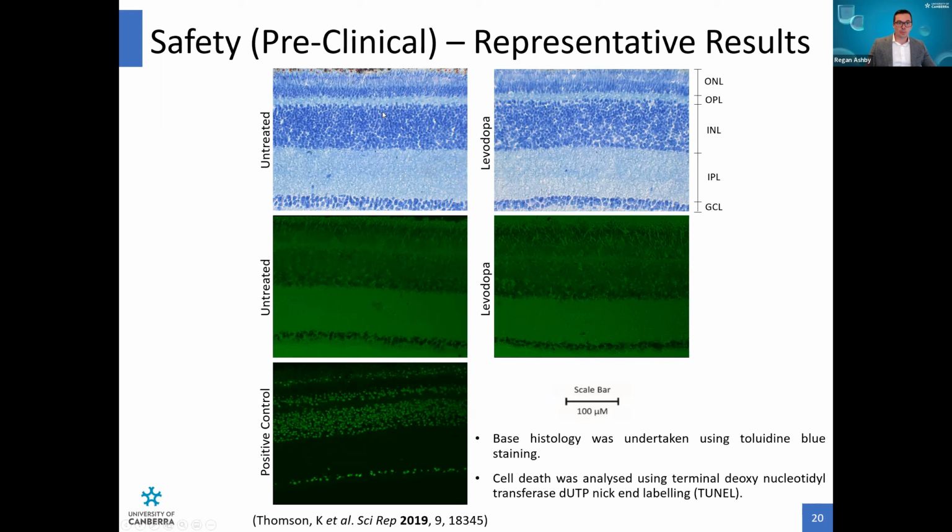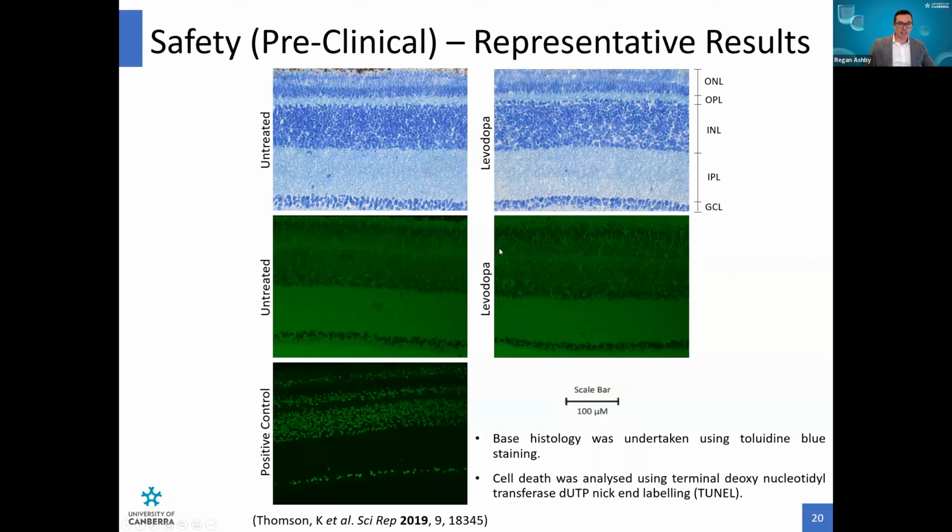So here you can see a normal retina and a retina treated with levodopa for 1 month. This is chicken, and it's simply been stained with toluidine blue so that we can make out the structures. You can see the ganglion cell layer, the inner nuclear layer, outer nuclear layer, the plexiform layers. And you can see that there's no change in architecture, thickness, or structure to the retina.